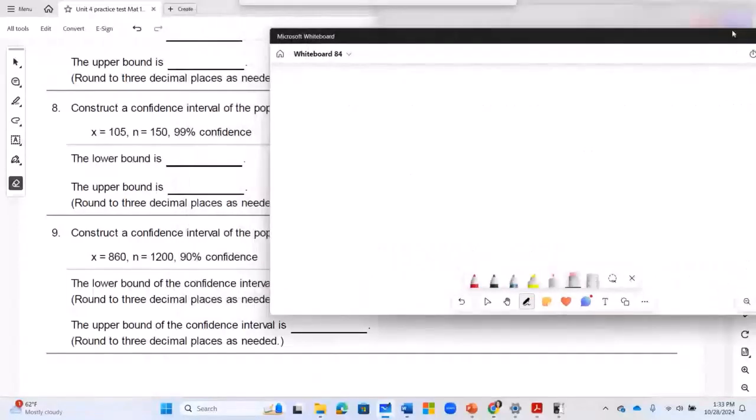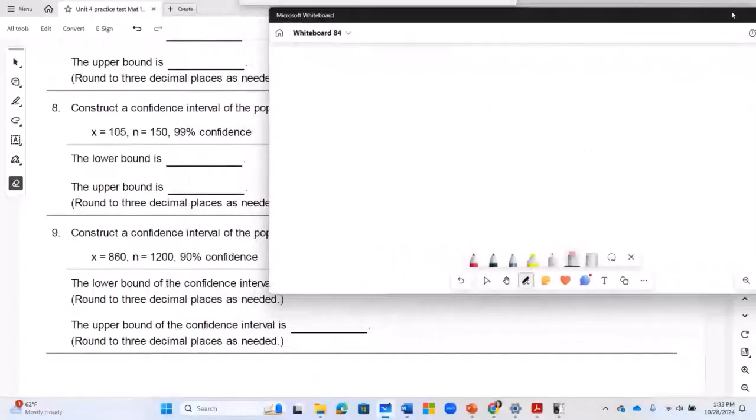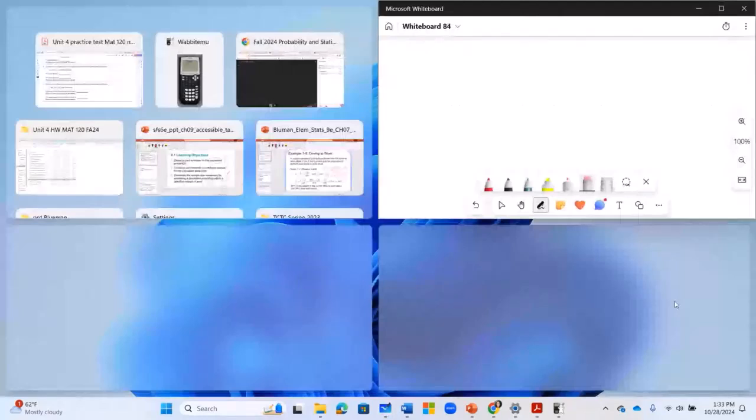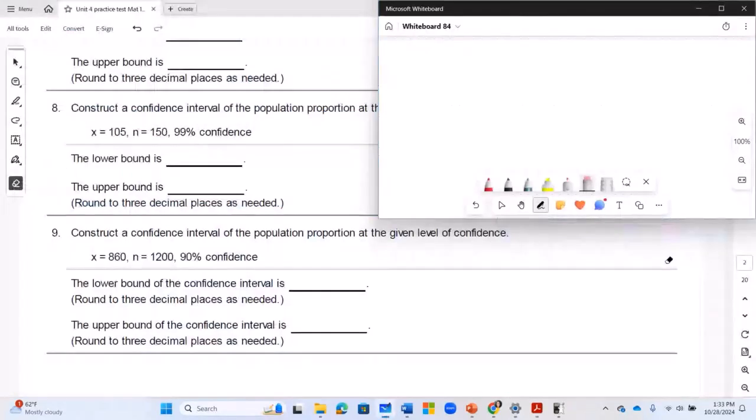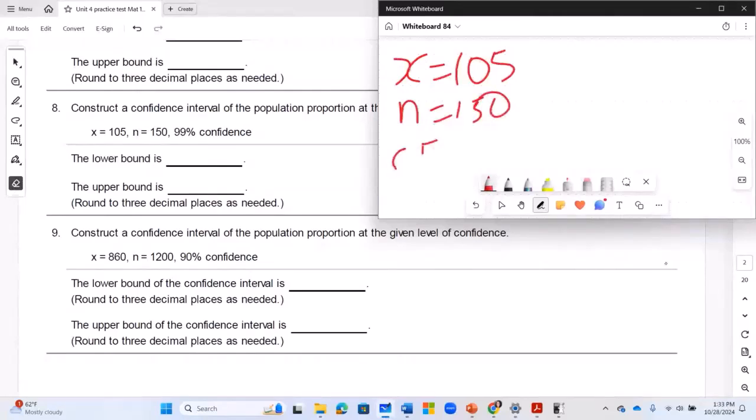All right, so in number 8, what am I given? In number 8, I am given X is equal to the number who showed up, number of successes. The sample size is 150. The confidence interval is 99% or 0.99. So I'm told to calculate the confidence interval, write the lower bound and upper bound.